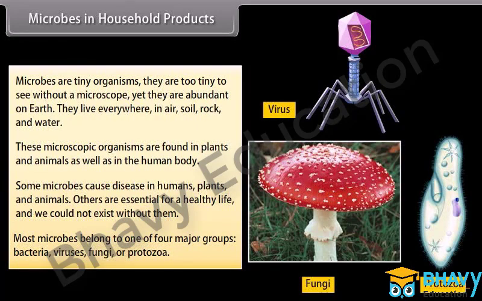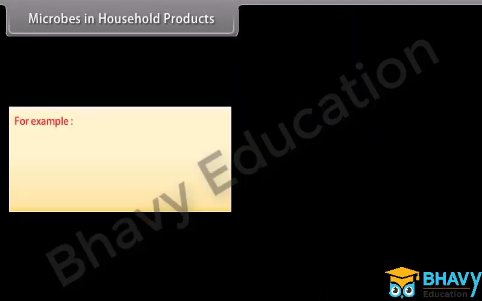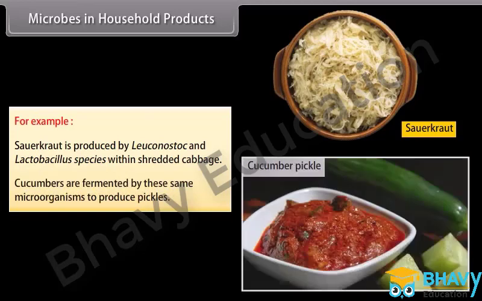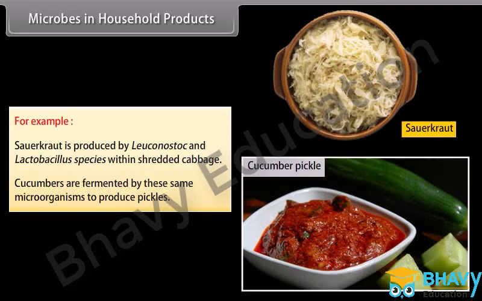There are many food products which are formed from microbes. For example, sauerkraut is produced by Leuconostoc and Lactobacillus species within shredded cabbage. Cucumbers are fermented by these same microorganisms to produce pickles.